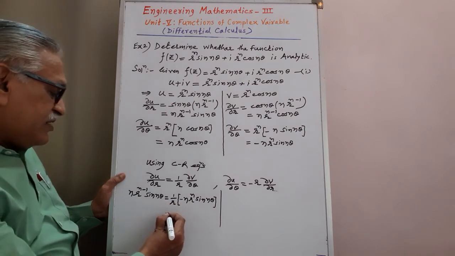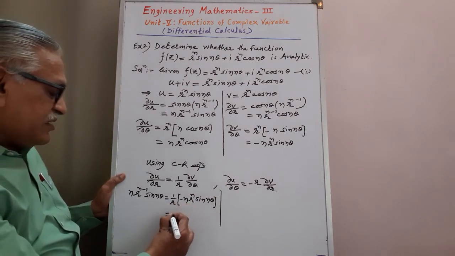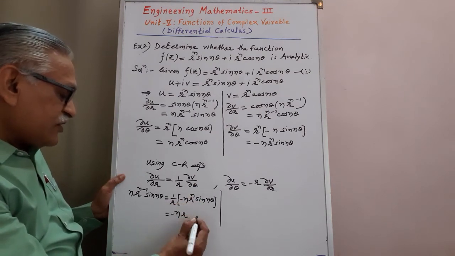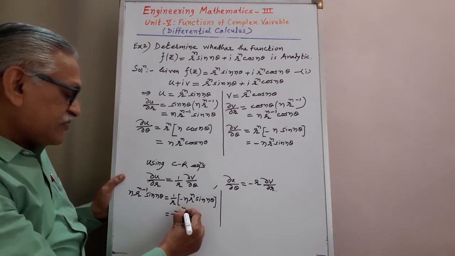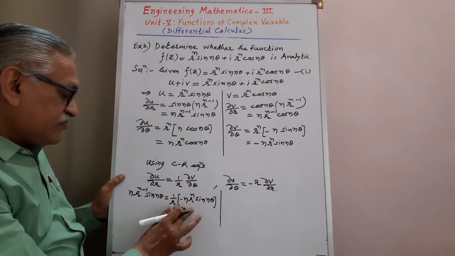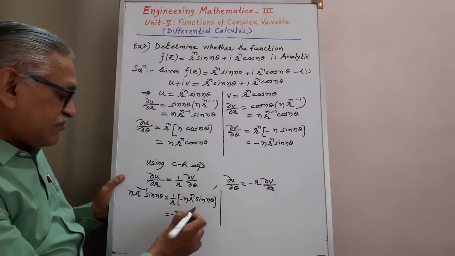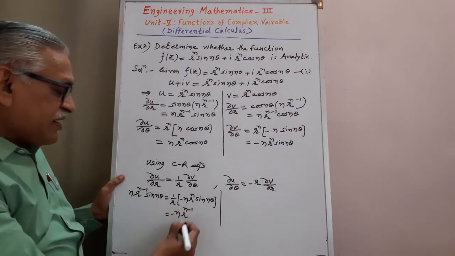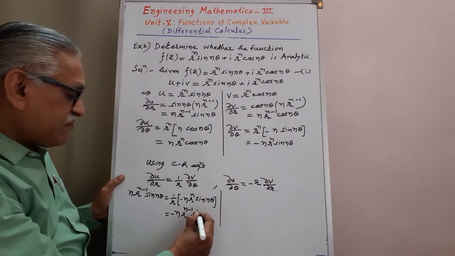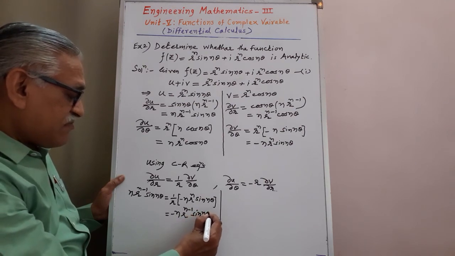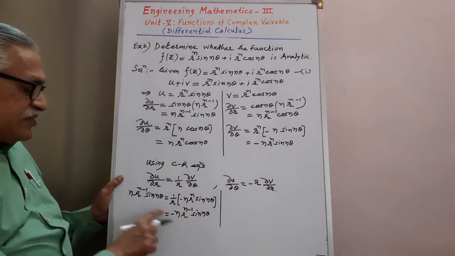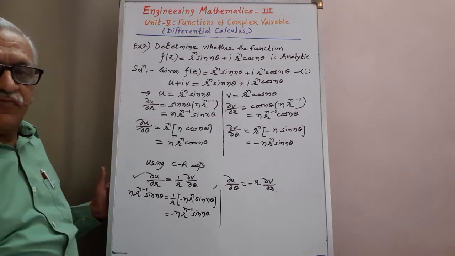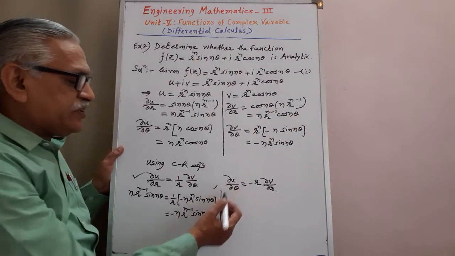And then simplifying the right hand side term, it is minus n times r raised to n divided by r. If you transfer to numerator, it becomes n minus r raised to n minus 1 into sine of n theta. Left hand side and right hand side are equal, means condition number 1 is true. Then we go for the second condition.